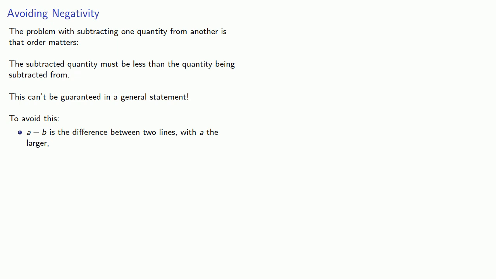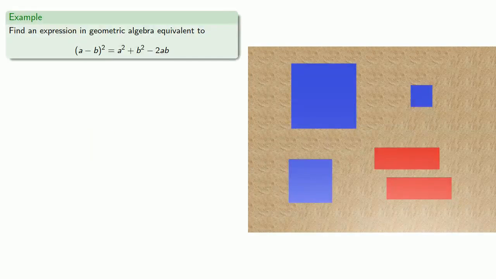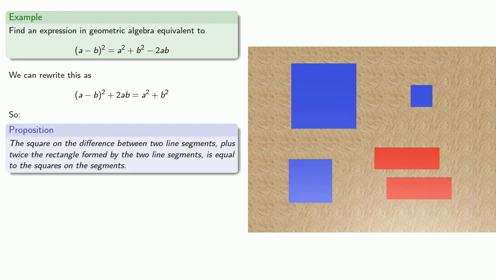As a second option, we can eliminate subtracted quantities entirely because remember, subtracted quantities can change signs. For example, let's take a look at that expression again, and now I can move this subtracted quantity, minus 2ab, to the other side, and our wording becomes a lot easier. So what do we have? We have the square on the difference and twice the rectangle. So we might say something like the following. The square on the difference between two line segments plus twice the rectangle formed by the two line segments is equal to the squares on the segments.